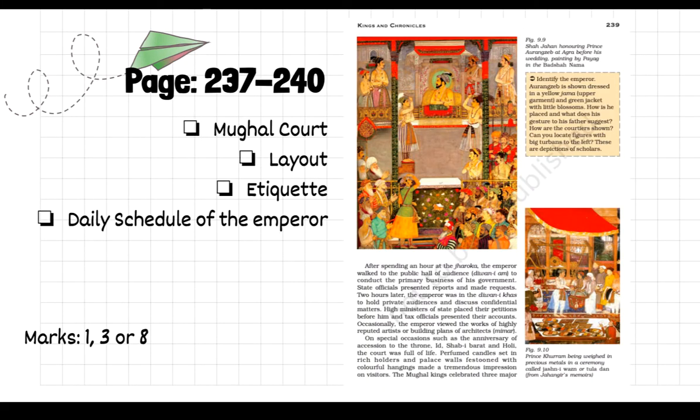Page 237 to 240 is a discussion on the Mughal court, how it was laid out, how people were positioned in the court, what kind of etiquette they were supposed to follow, and also the daily schedule of the emperor. Now, this section is actually quite easy. If you read it a couple of times, it should stick in your head.